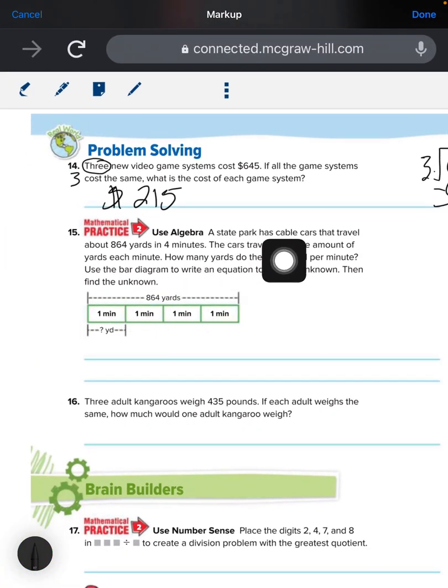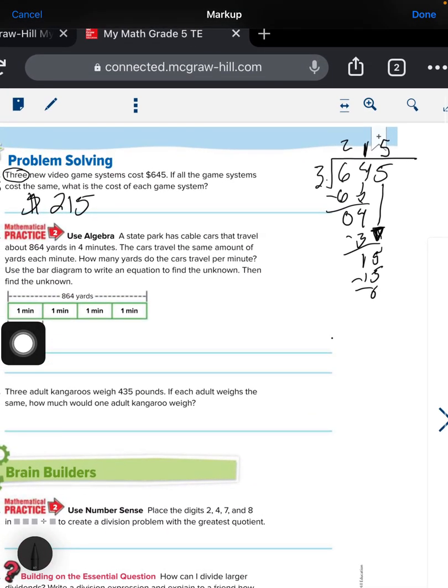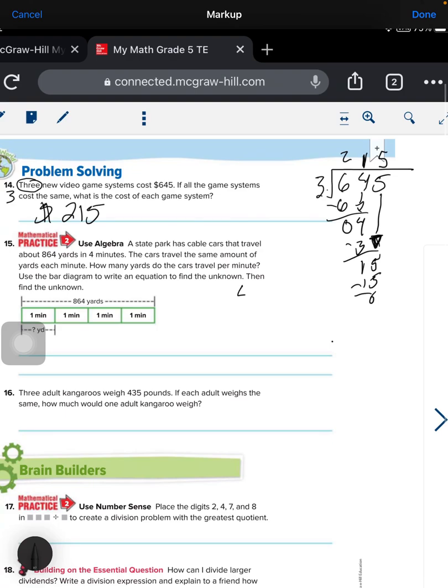Okay, this one is kind of funky. A state park has cable cars that travel about 864 yards in 4 minutes. The cars travel the same amount of yards each minute. How many yards do the cars travel per minute? Use a bar diagram or an equation to find the unknown. They've already drawn a bar diagram for us, and as you can see, it's divided into 4 increments. So let's go ahead and work out the equation.